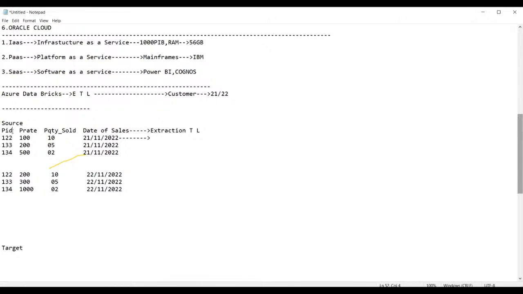Not required. Do you require the product rate? Yes, required. Quantity sold? Required. Date of sales? Required. So now, guys, I'm picking up these 3 columns. Picking up these 3 columns is the process of what? It is the process of extraction. Now the columns are picked up.